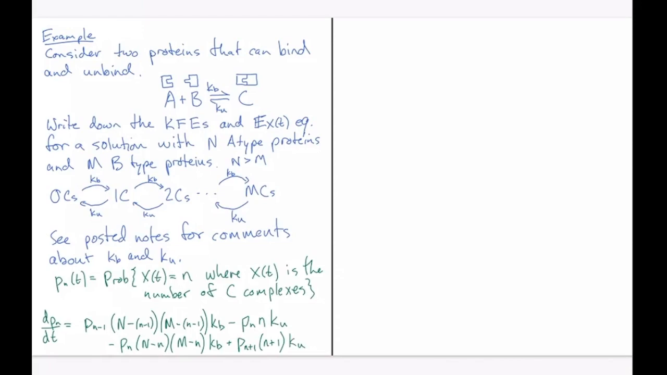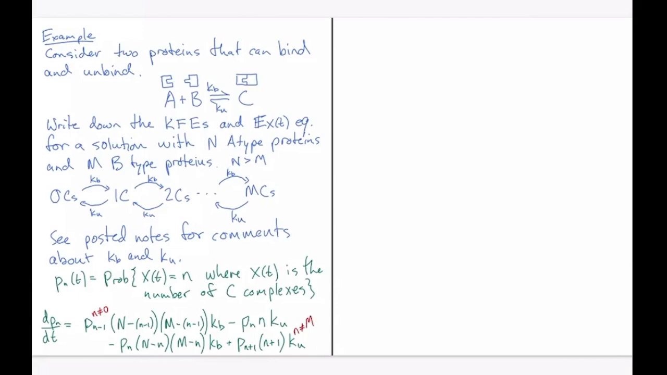Okay, so I'm just going to annotate this with a little comment here. When n is equal to 0, this term here doesn't make sense because there are no states to the left from which it might come. So this term is only here when n is not equal to 0. And this last term is only here when n is not equal to capital M. You have as many C's as possible.